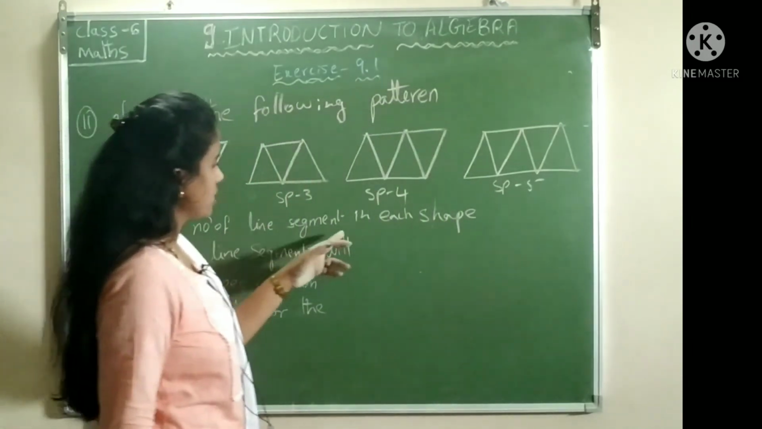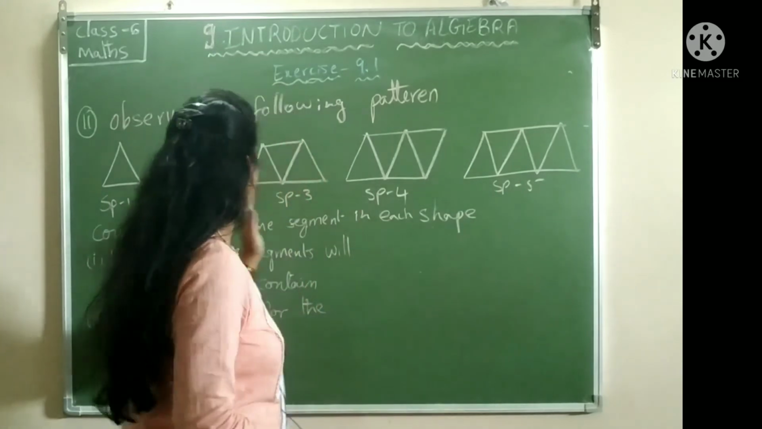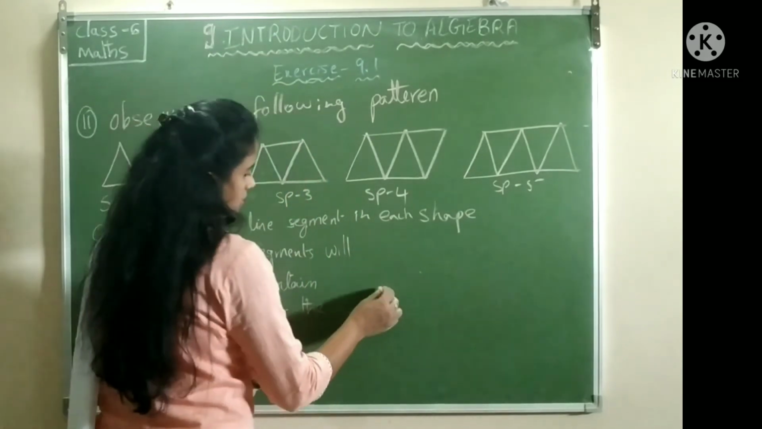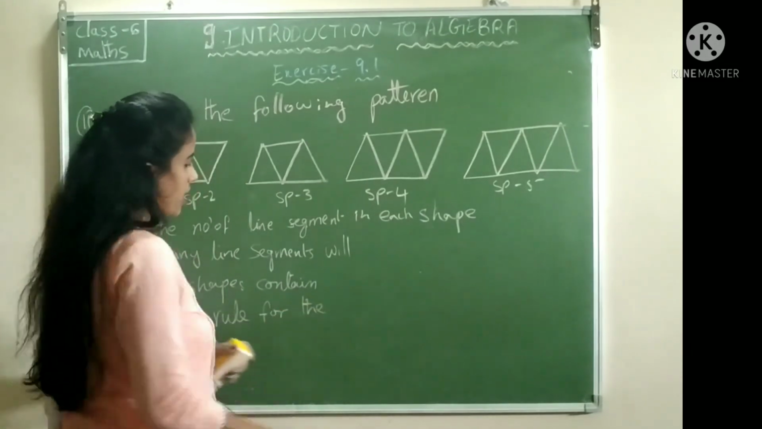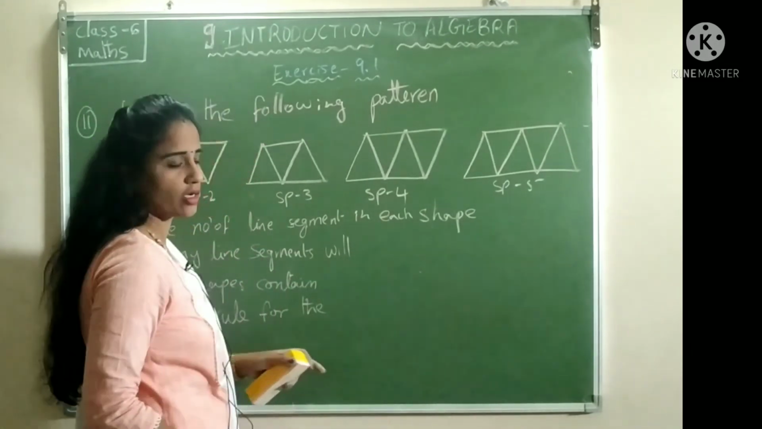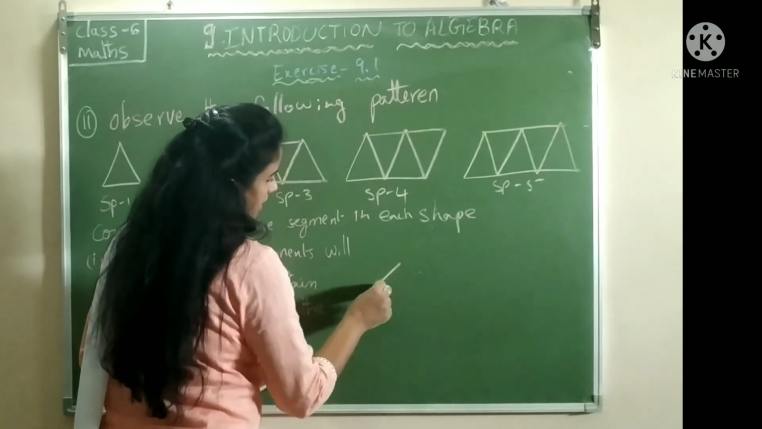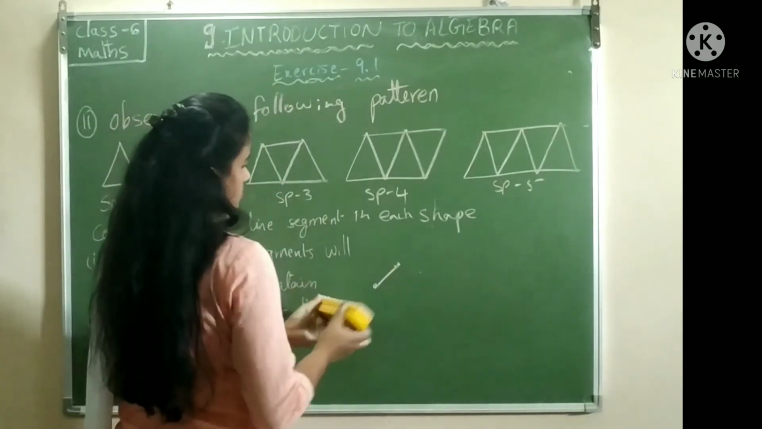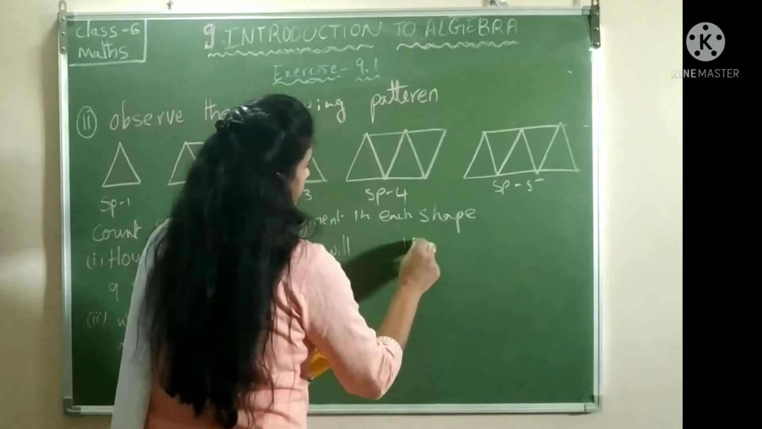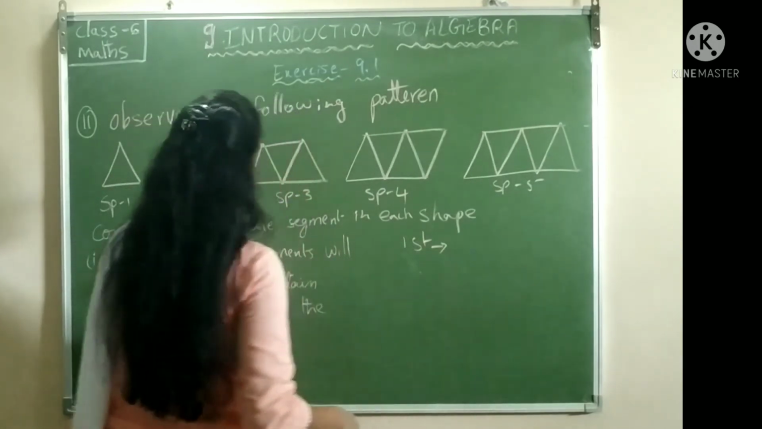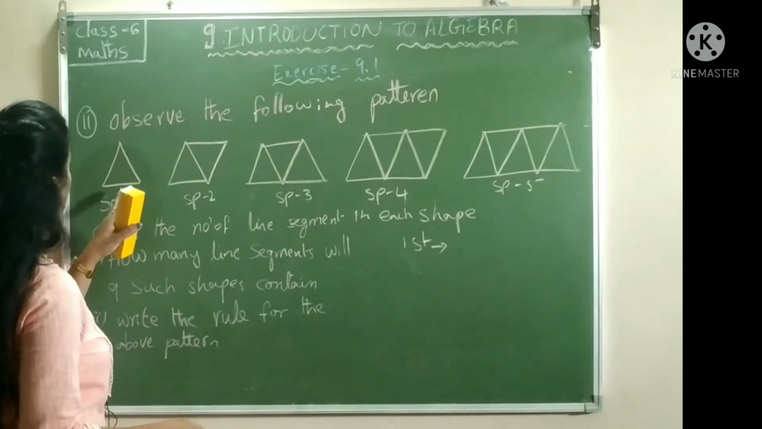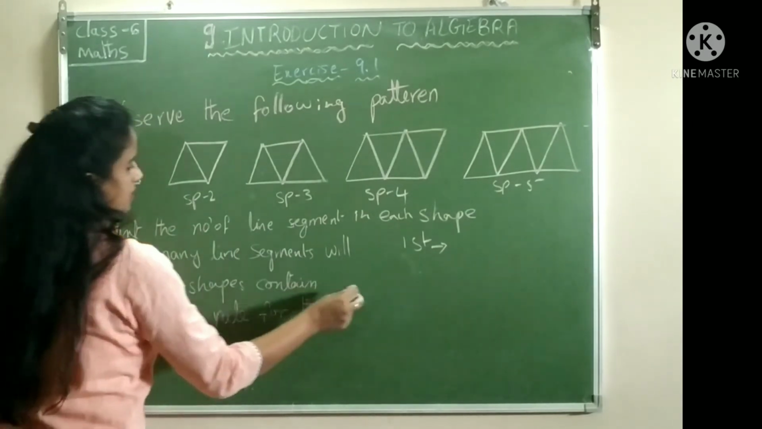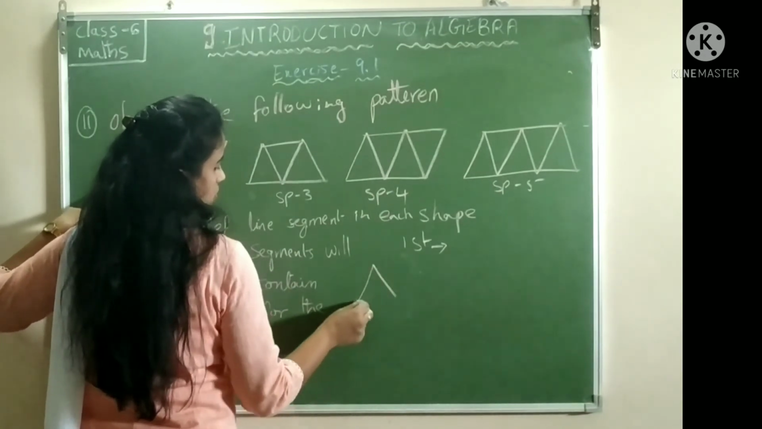Count the number of line segments in each shape. How many line segments in each shape? Line segment means line segment has 2 endpoints. We know that. What is the line segment? 2 endpoints. This is the line segment. First shape, see, first shape, how many line segments required? 1 2 3. See, 1 2 3.